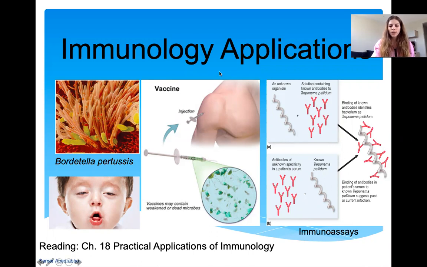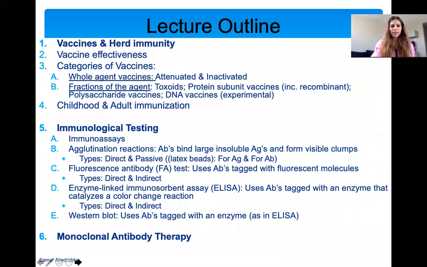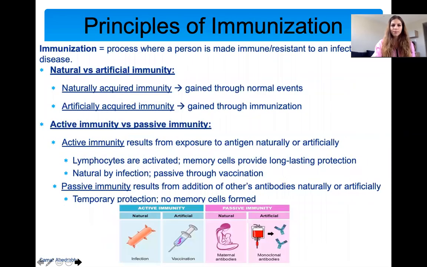So we're going to do a quick outline here. Let me start. We're going to talk about different categories of vaccines, and some of you have been hearing about herd immunity with all the coronavirus stuff going on. So we'll define that, and then I'm going to talk about just different immunological testing that's very popular in different companies that we do to determine if someone has an infection, pregnancy tests, HIV tests, and then we're going to end with what monoclonal antibody therapy is.